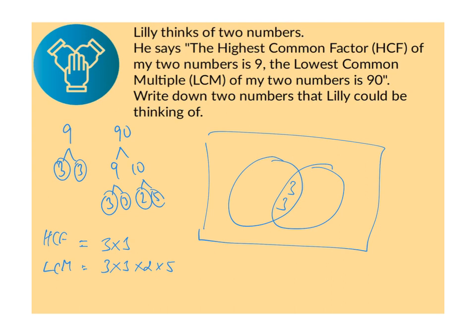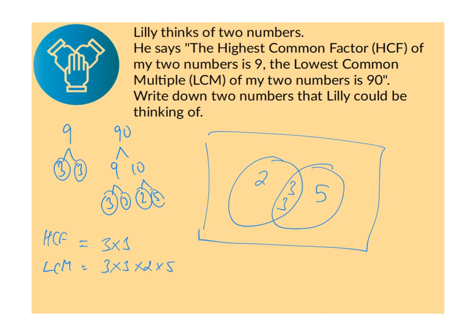Now, you could put the 2 and 5 in the same circle, or you could split them up. I'm going to split them up, so I'm going to put them there and there. If you put them in the same circle, that would also give you a pair of right answers. So if you've done that, check with your teacher to make sure that you've got it right. But I'm pretty sure that most of you will have done what I've done here. So I'll do it this way.